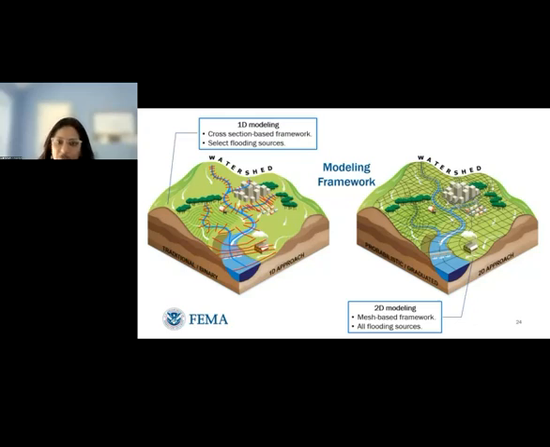So it's not about the one community, it is about the entire watershed. So that's the main reason why we are seeing more of these 2D models and watershed approaches. And I think we are at the cusp of changing or developing more models from 1D to 2D.